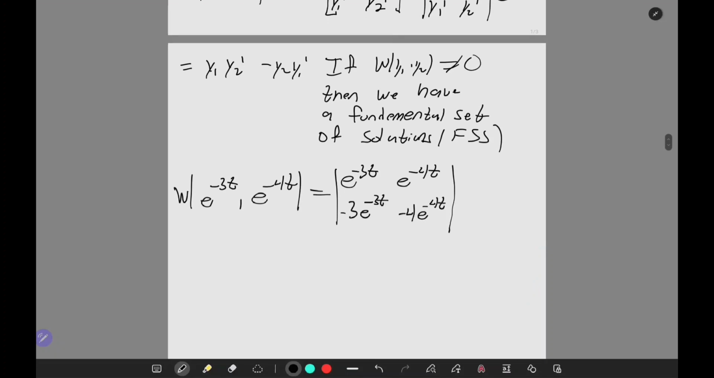Now we take the determinant of that. So that's e to the negative 3t times negative 4e to the minus 4t, right? We go this way first. So then we have negative 4e. What's negative 4 minus 3? It's negative 7t.